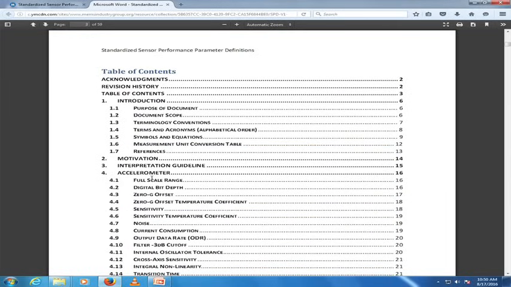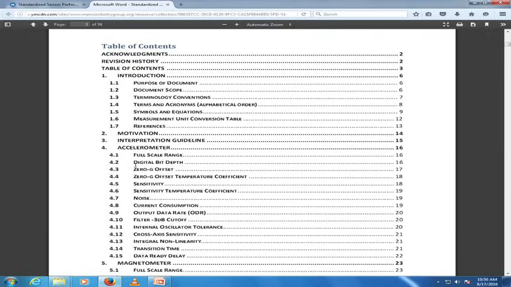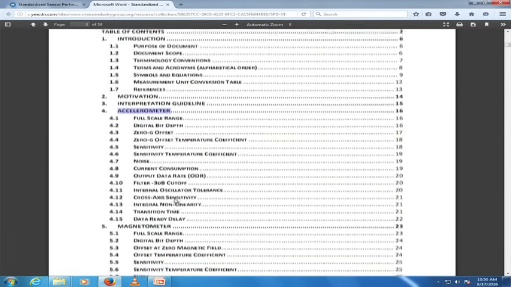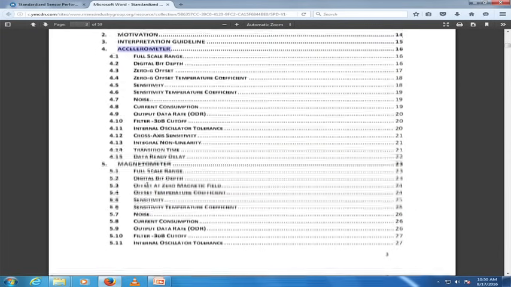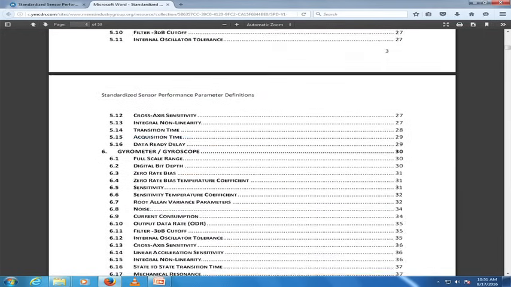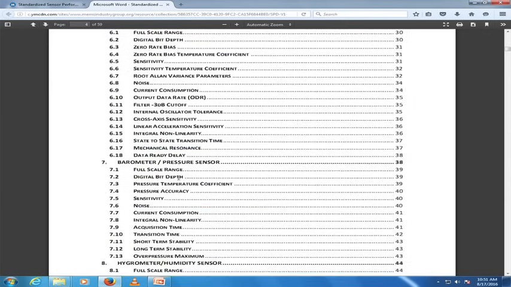Now, say you come to the accelerometer here. For the accelerometer, what are the parameters? Full scale range, digital bit depth, sensitivity, noise, all these things are important. Similarly, for the magnetometer, what are the parameters that are important? So, you have to learn about this. For the gyrometer, what are the parameters? How do you specify them? Barometer.